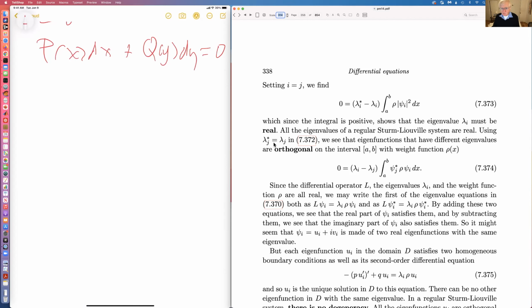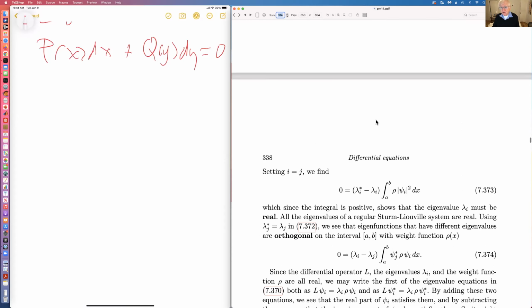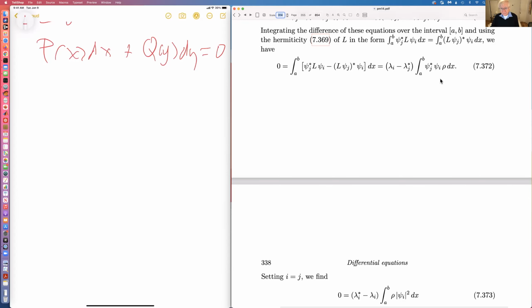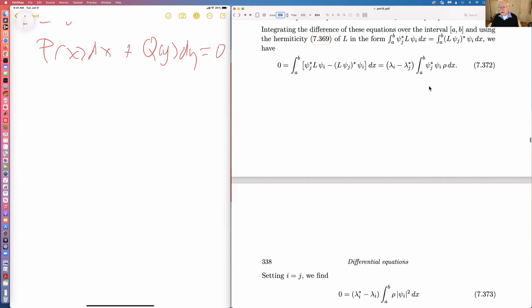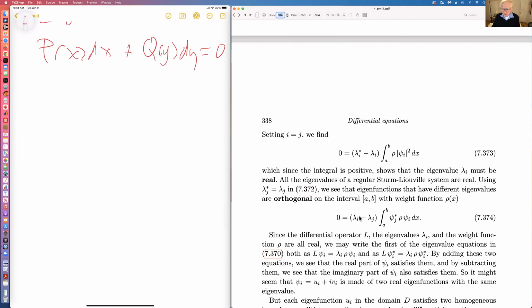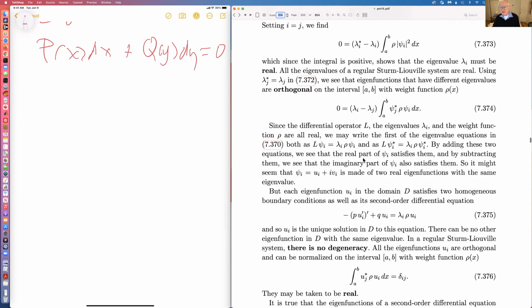And now if they're real, we go back to this equation and we realize that lambda j is real. So this is just lambda i minus lambda j times this equals 0. So that means that if the eigenvalues are different, we divide by the difference in the eigenvalues and we get that the eigenfunctions are orthogonal. So eigenfunctions corresponding to different eigenvalues are orthogonal.